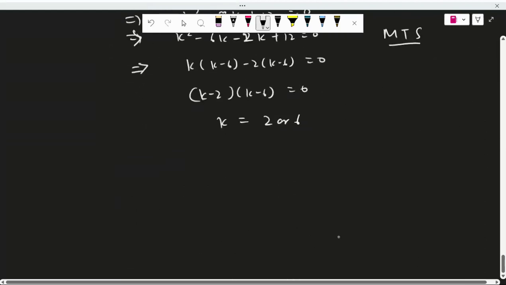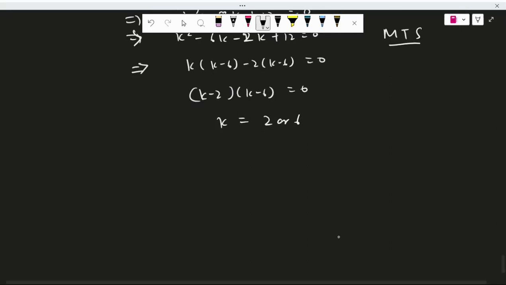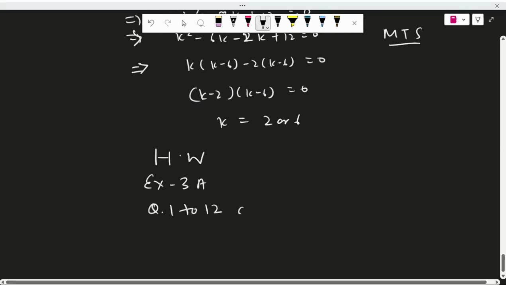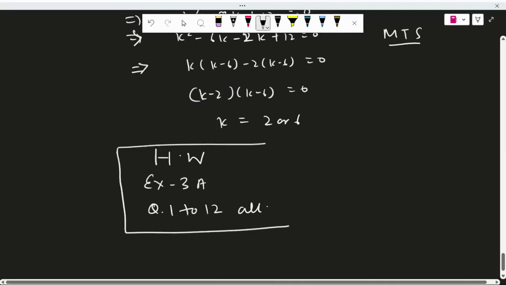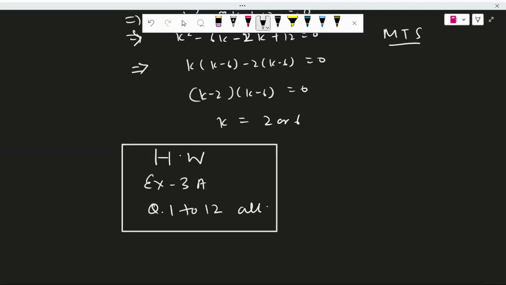Okay. Now it's time to give you the homework. Homework is exercise 3A, questions 1 to 12, the whole exercise. And we have class tomorrow. We have 5 days now, so you need to pull up your socks. You have to do more work on a daily basis.